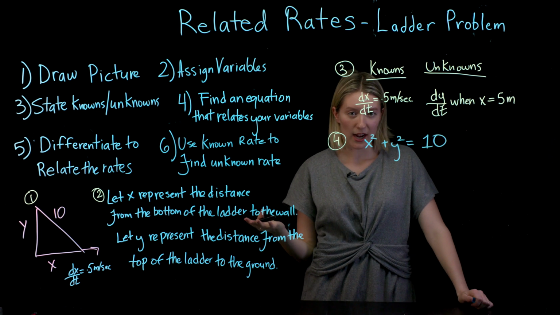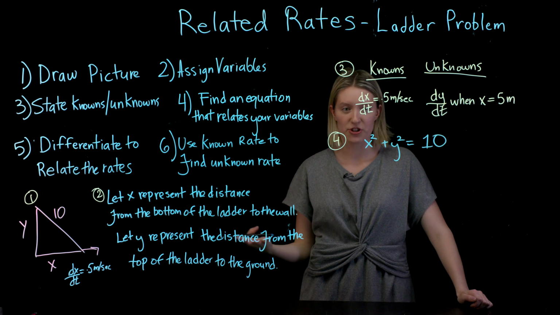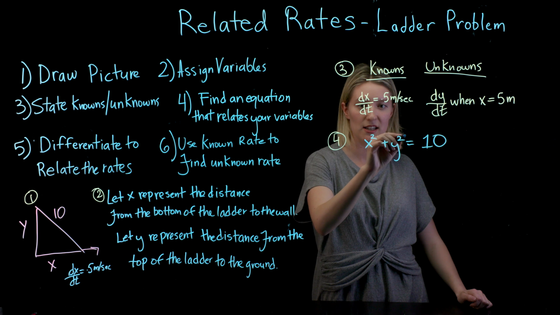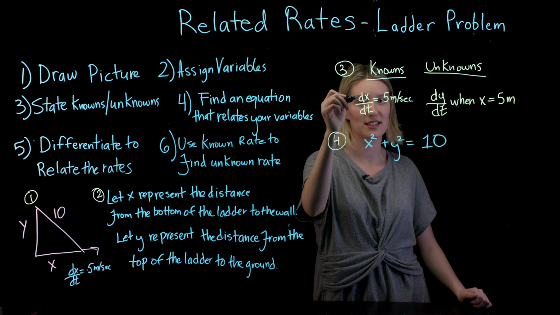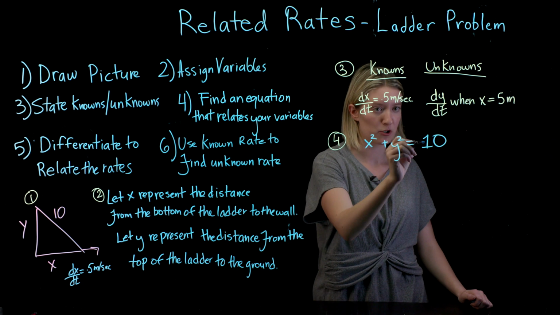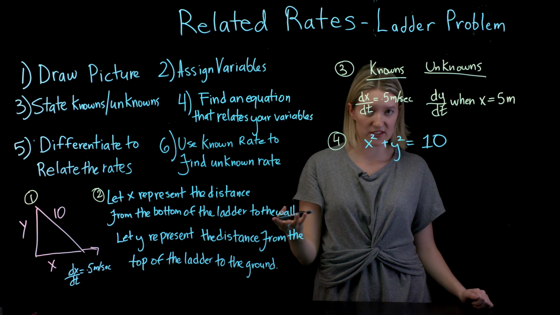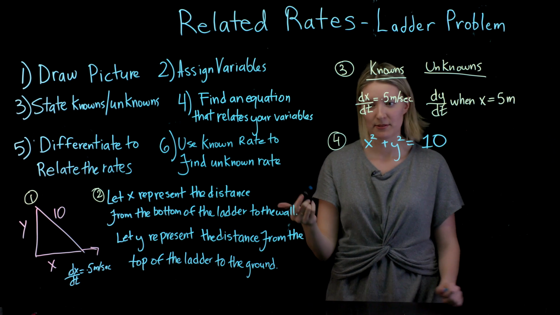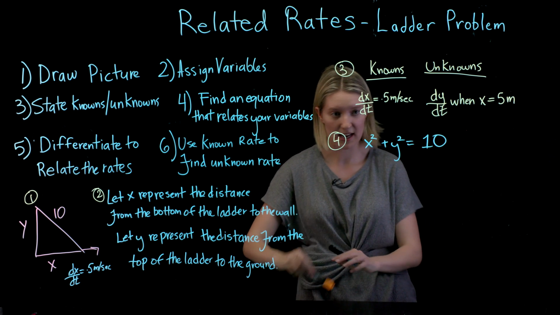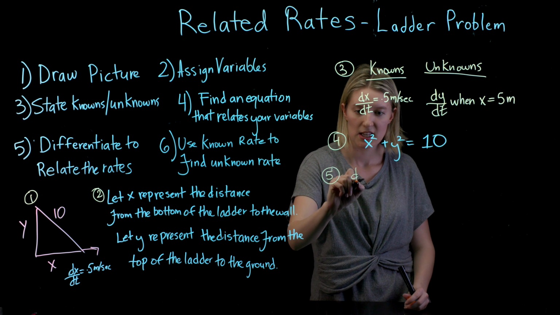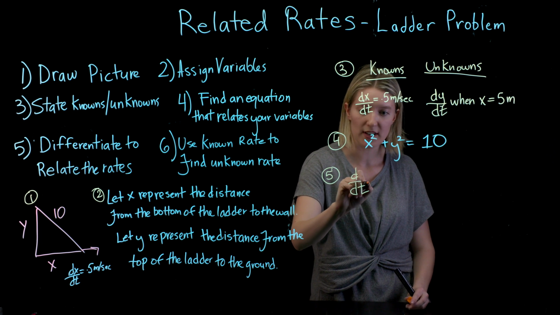Now, the reason why finding this equation is helpful is because in order to use what I know, which is the derivative of x with respect to t, and to find the derivative of y with respect to t, I can use implicit differentiation and take the derivative with respect to t on both sides. So fifth step is I'm going to take the derivative with respect to t of both sides.